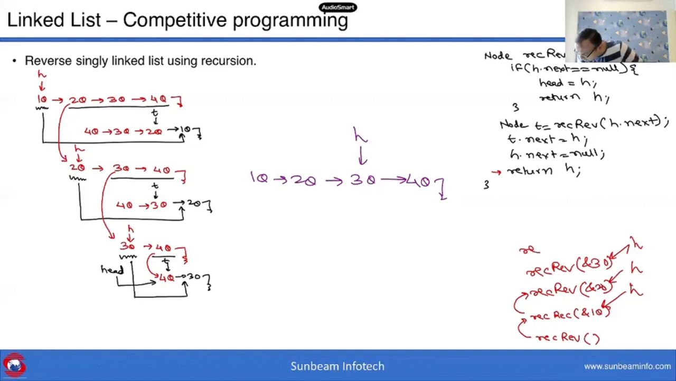Again you continue further. Again we have a recursive reverse. ये 30 का next भी null नहीं है क्योंकि वो भी last node नहीं है. So what will happen? Again you are making the next recursive call. तो obviously वो 40, 30 के next में 40 है, तो वो जो recursive call है उसका h इसको point कर रहा है.